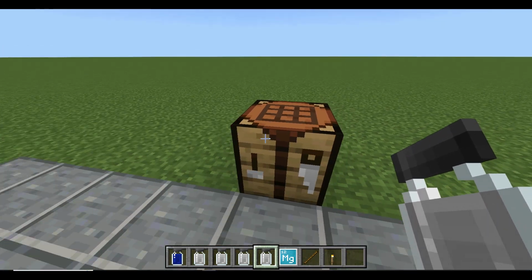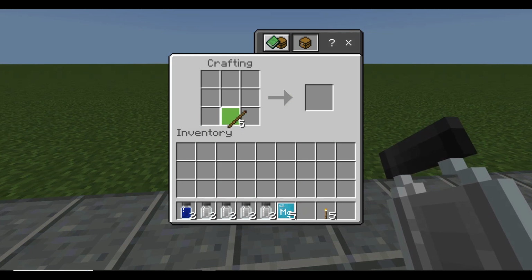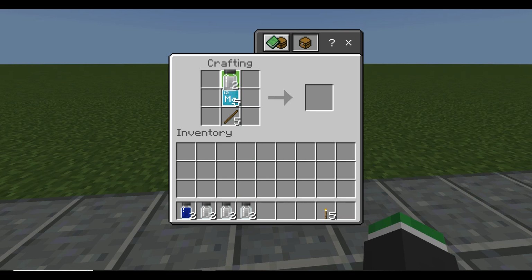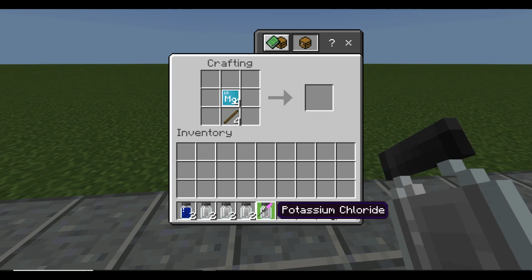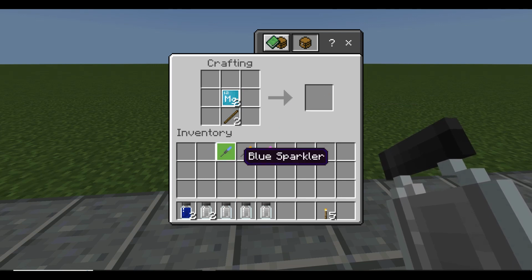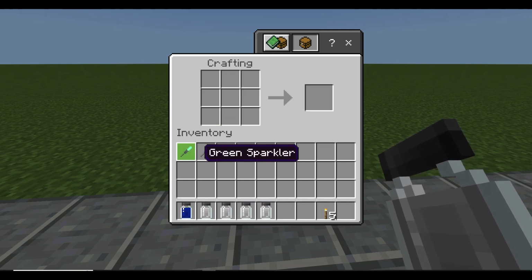Now we're going to make torches. I mean sparklers. So you need 1 stick, 1 magnesium, and to make a purple sparkler, you need potassium chloride. To make an orange sparkler, you need calcium chloride. You need cerium chloride to make a blue sparkler, mercury chloride to make a red sparkler, and to make a green sparkler you need tungsten chloride.